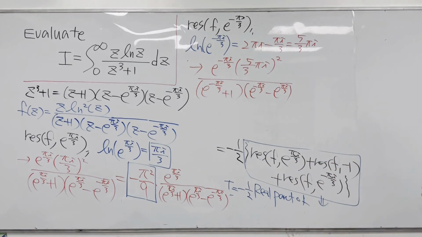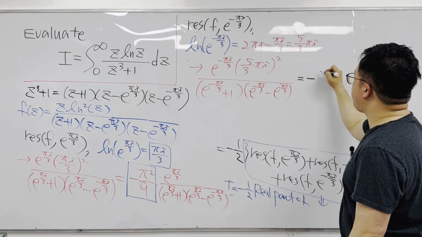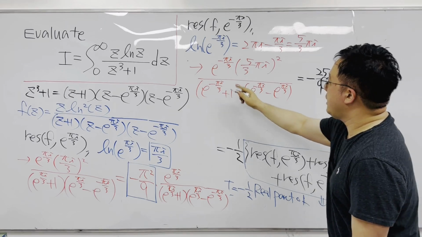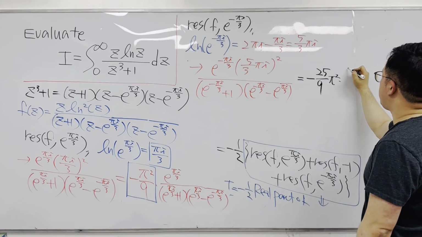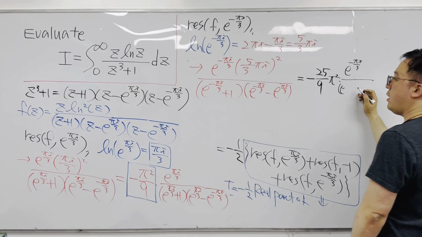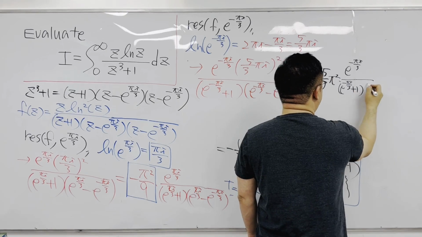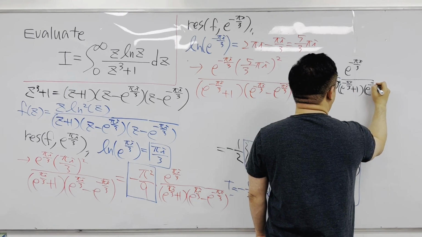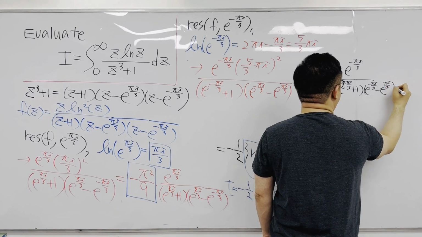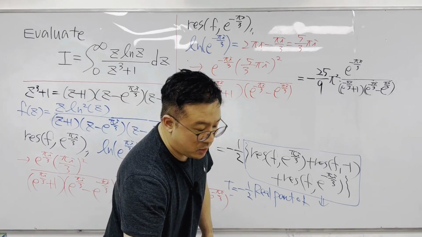Okay, so if you calculate this, then the square of that is equal to negative 25 over 9 pi squared, multiplied by all of these terms together: e to the power of negative pi i over 3, over e to the power of negative pi i over 3 plus 1, times e to the power of negative pi i over 3 minus e to the power of pi i over 3. This entire term. Okay. Now, notice what we have on this.